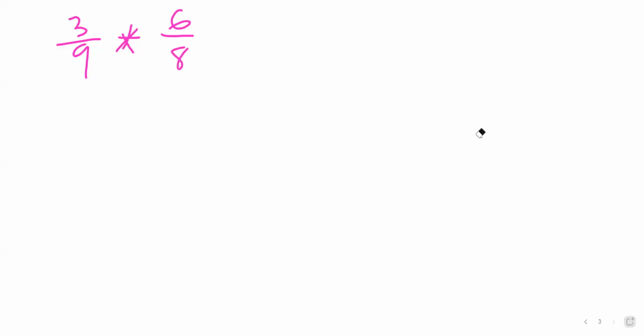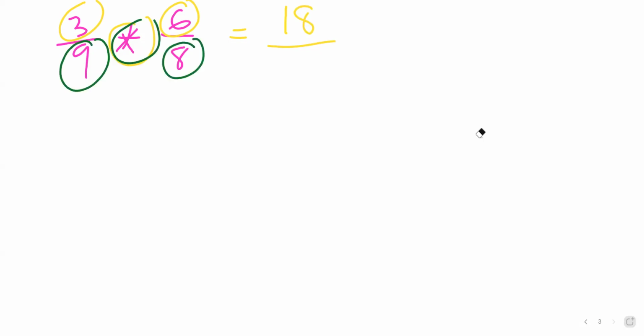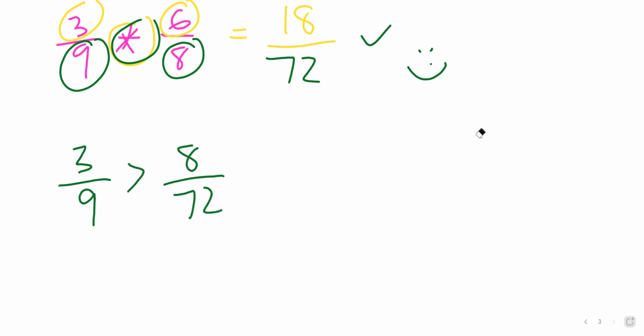Okay. So again, we're gonna multiply the numerator. That's 18. And then I'm going to multiply the denominator, and that's 72. And there we have it. There's my answer. Yay. And again, we can look at that again. It's 3/9 and 8/72, right? We want to make sure that 3/9 is larger. This value will be smaller because I'm multiplying by 2 numbers smaller.